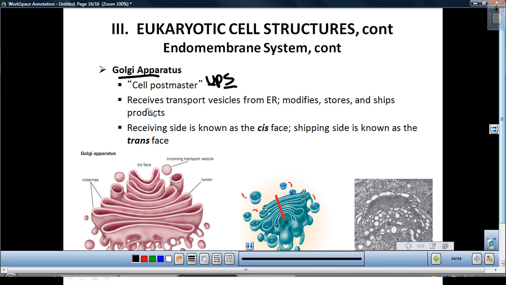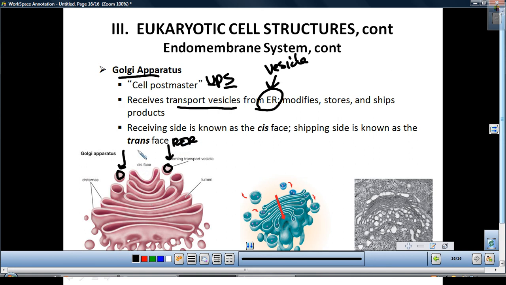So he's going to receive the transport vesicle that comes from the rough ER. Now remember, the rough ER took a protein, modified it, and is shipping it to the Golgi in its own vesicle. So it's already coming here, it's receiving it already in a vesicle coming from the rough ER. So if you look over here at this diagram, here's the vesicle right here coming. There's one coming here, and you can see an incoming one right here. So those came from the RER, and they're coming into the Golgi.